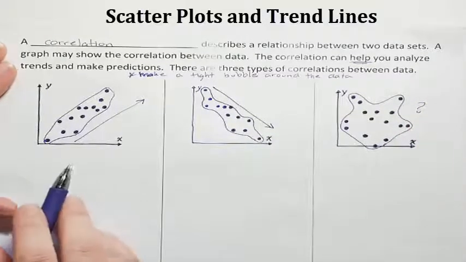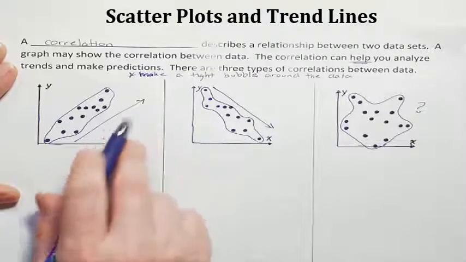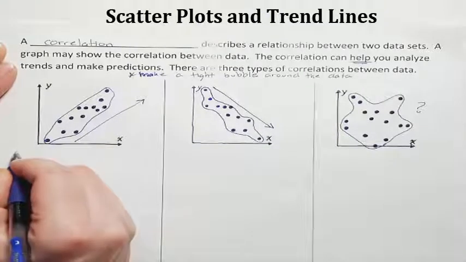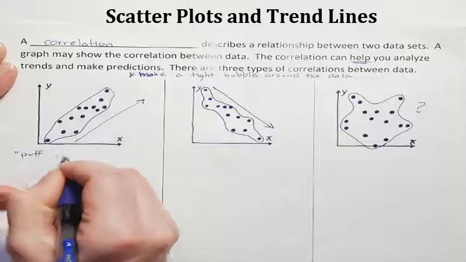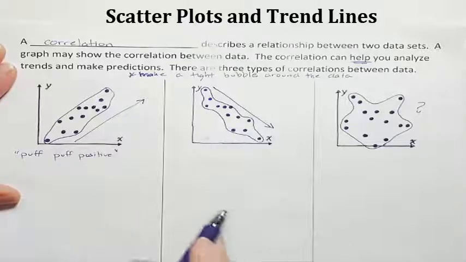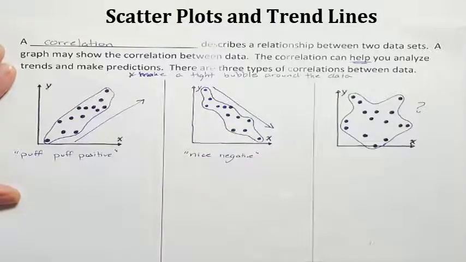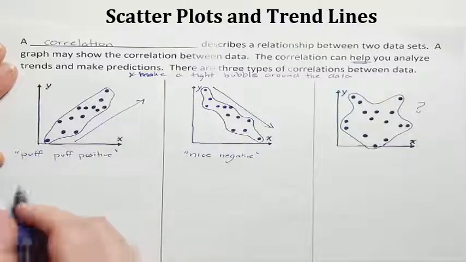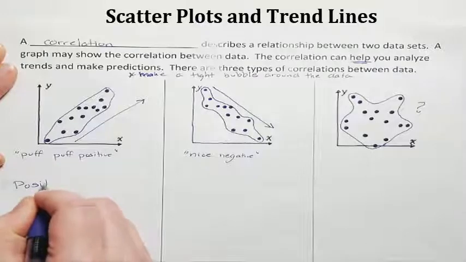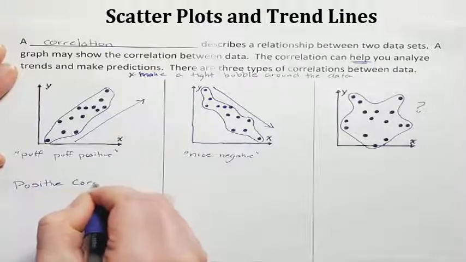So if you remember Slope Dude, what did Slope Dude say when he was going this direction? Slope Dude was saying puff puff positive. What was Slope Dude saying when he was going down in this direction? He was saying nice negative. And since we're confused by that one, we'll go to that one later. So puff puff positive, you could pretty much guess then that this is going to be a positive correlation.